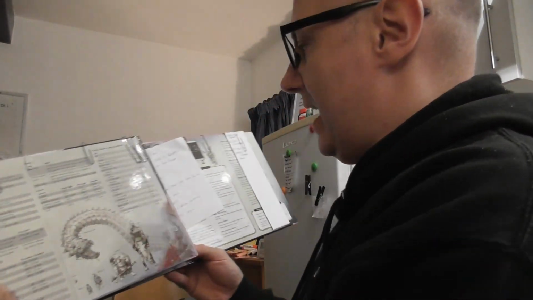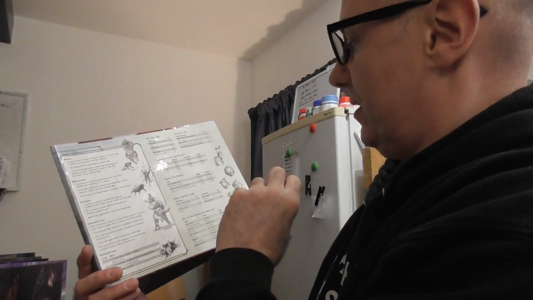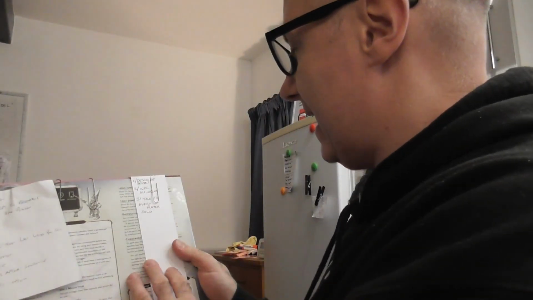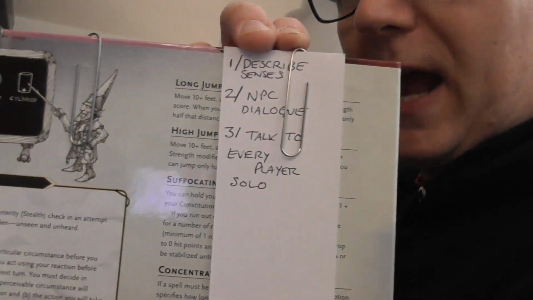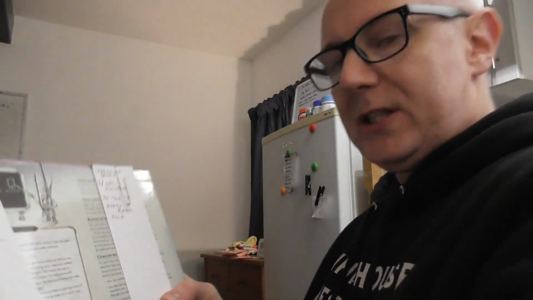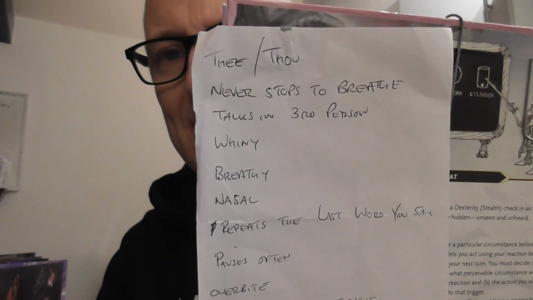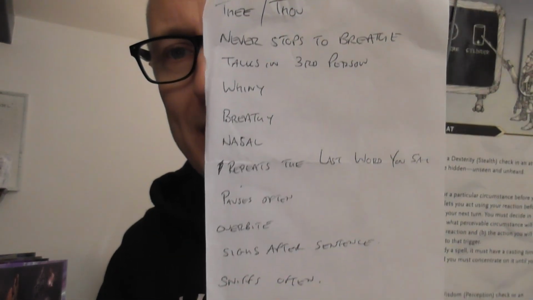Because this DM screen is essentially exactly the same as the ones we've just looked at, conditions, skills, it's just the same, but I add my own things to them. Describe the senses, as I just said. Reminder to talk to every player as an NPC, or take it in turns, choose an NPC to talk to each individual player, to give them the role-playing opportunities if they're not that confident. Each NPC might choose from one of these. So they say thee and thou, they never stop to breathe, they're whiny, breathy. Another way to make NPCs more interesting. I think that is a good thing to add to a DM screen.